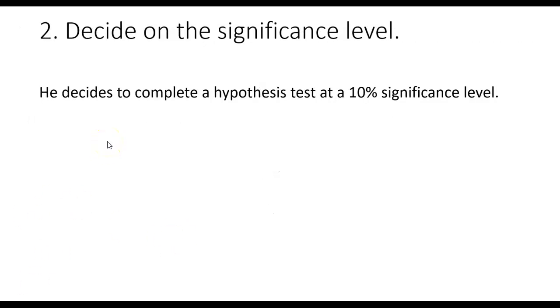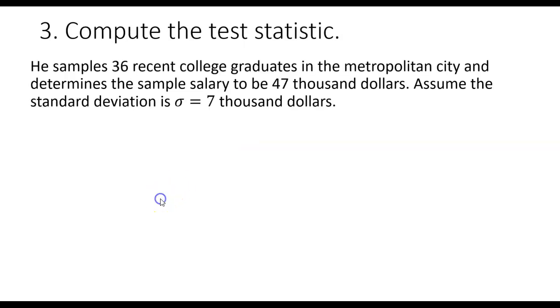Next, let's decide on the significance level. He does tell us, George the economist, that we are going to complete the hypothesis test at a 10% significance level. That means alpha is 0.10. This is what we're comparing our p-value to, right? Because with the p-value approach, we compare our p-value to our significance level, and that's how we make our decision. Let's compute the test statistic.